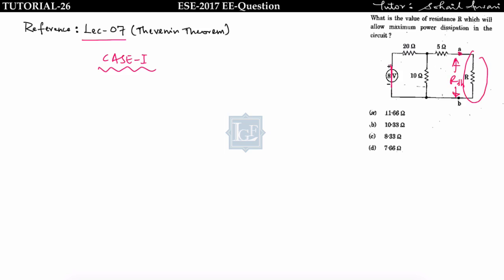So the value of RTH will be 20 parallel with 10, then in series with 5, meaning 200 by 30 plus 5, that is equal to 11.66 ohm. See the next problem.